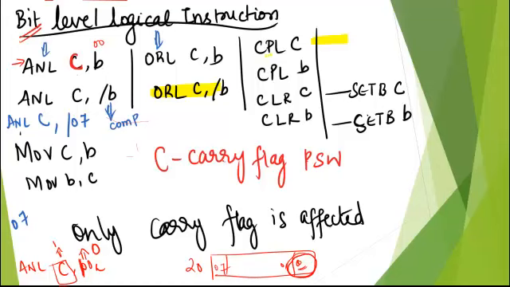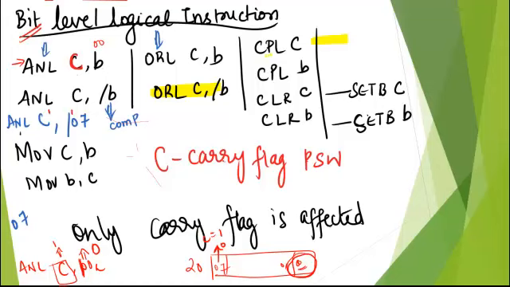And ANL C comma slashed 07, for example, if I have 0 here and the carry flag is 1, then C comma slashed 07: the carry flag is 1 and 07 is 0, take the complement of 07, so 1, and the result is 1, that will be saved in C.